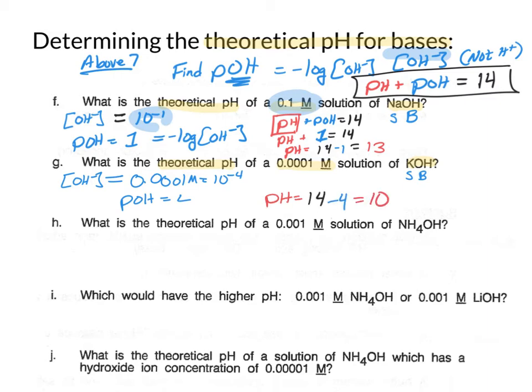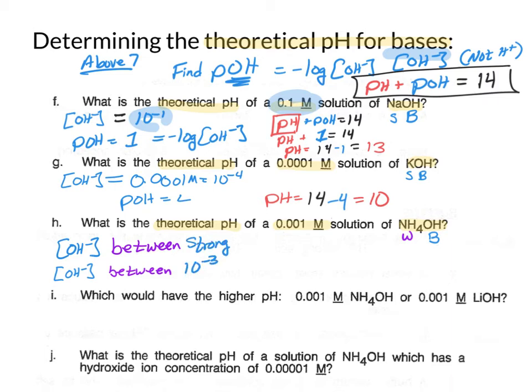And letter H is a little bit different because now we have a weak base. So letter H says, what is the theoretical pH of 0.001 molar solution of ammonium hydroxide? Again, that's a weak base, but it is a base, so it's going to tell us the hydroxide ion concentration. In this case, it's weak, so it's not going to be equal to, but it's going to be between what it would have been if it was strong, and in this case, that's 10 to the negative 3, and what it would be if there were no base present, which is 10 to the negative 7, which means that our pOH is somewhere between 3 and 7.